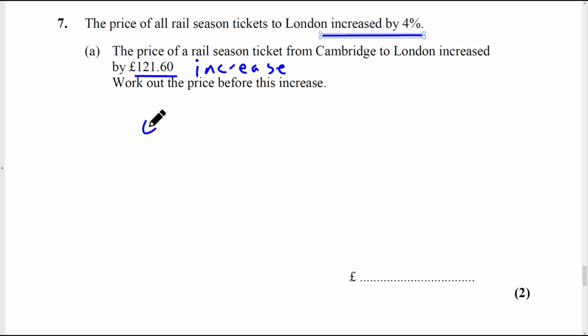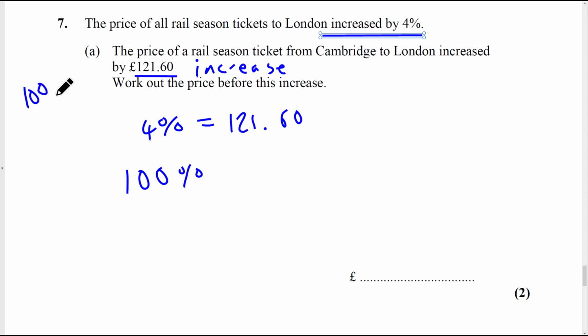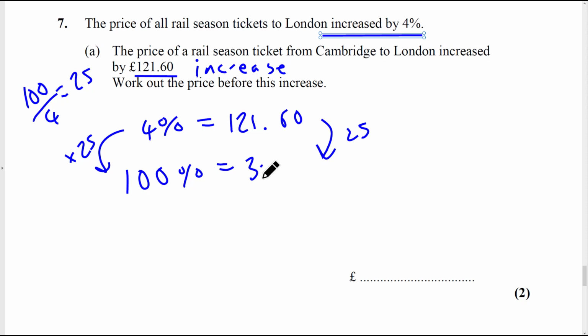So using the exact same skill, that's why understanding both methods is good. We know 4% now equals £121.60, because that's the actual increase. So do read the question so you understand. Work out the price before this increase. Well, 4% is the increase, we need 100%. So how do we get from 4% to 100%? We can do 100 divided by 4 to equal 25. So from here to here we know we times by 25. So we just times this by 25. Then that would be 3040. And you can see a slightly different question using those skills is easily done.